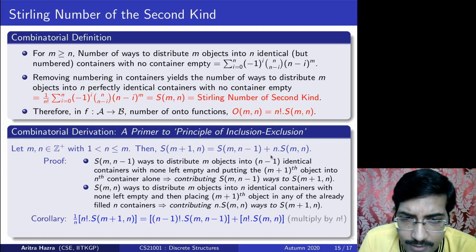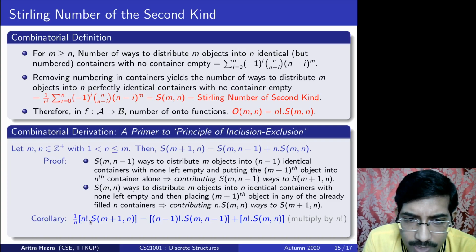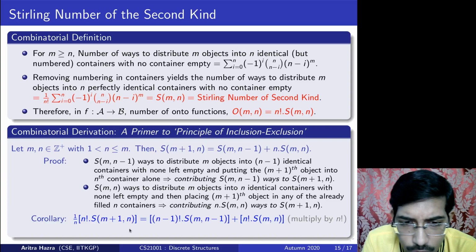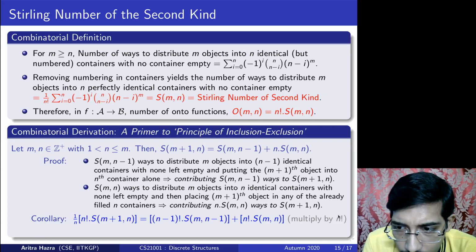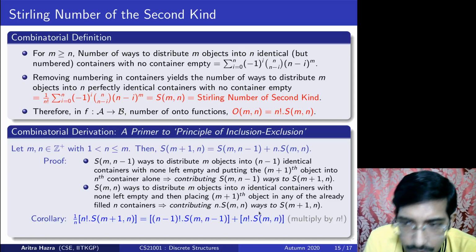A little bit of jugglery in the corollary: we just multiply this with n minus 1 factorial on both sides. I have done 1 by n into n factorial to make it look nice. Since n minus 1 factorial into n gives me n factorial, this will be multiplied by n minus 1 factorial. Here it's a mistake. This will be n minus 1.